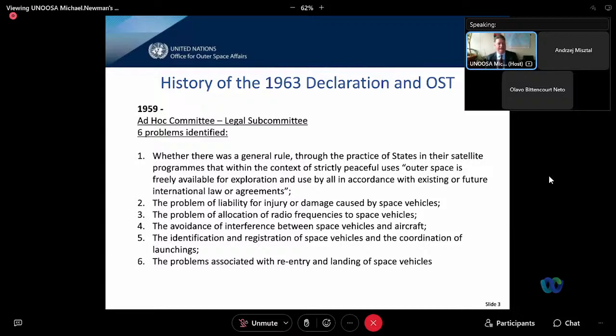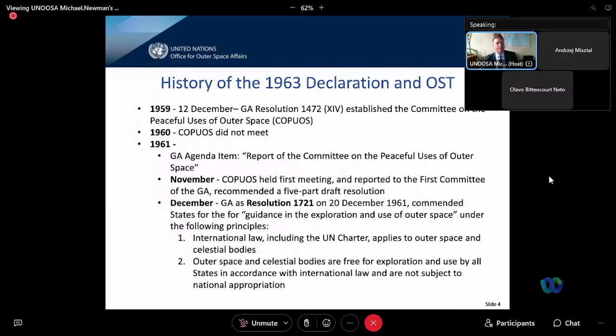Was this inherently illegal activity if conducted for peaceful purposes? What about liability? What about interference of radio frequencies? How do we deal with the identification and registration of space vehicles, coordinating launchings, and also the rescue and return aspects, the re-entry and landing of space vehicles? So this, in 1959, led to a General Assembly resolution establishing the Committee on the Peaceful Use of Outer Space to look more in depth at these matters.